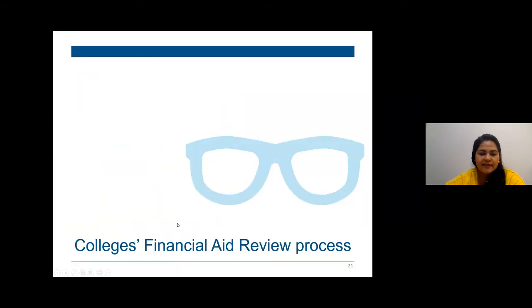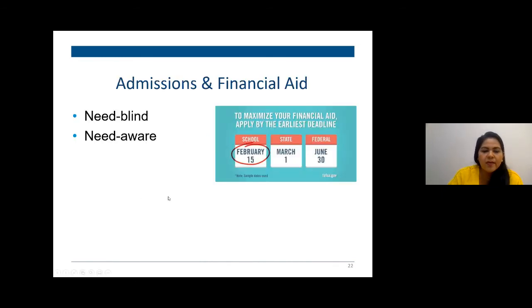Great. So, as I mentioned, we're going to transition to a deeper dive on how the financial aid review process works in the context of college and college admissions. Before I pass it on to my co-presenter, I am going to introduce two more terms that you may or may not be familiar with, in the context of college admissions.